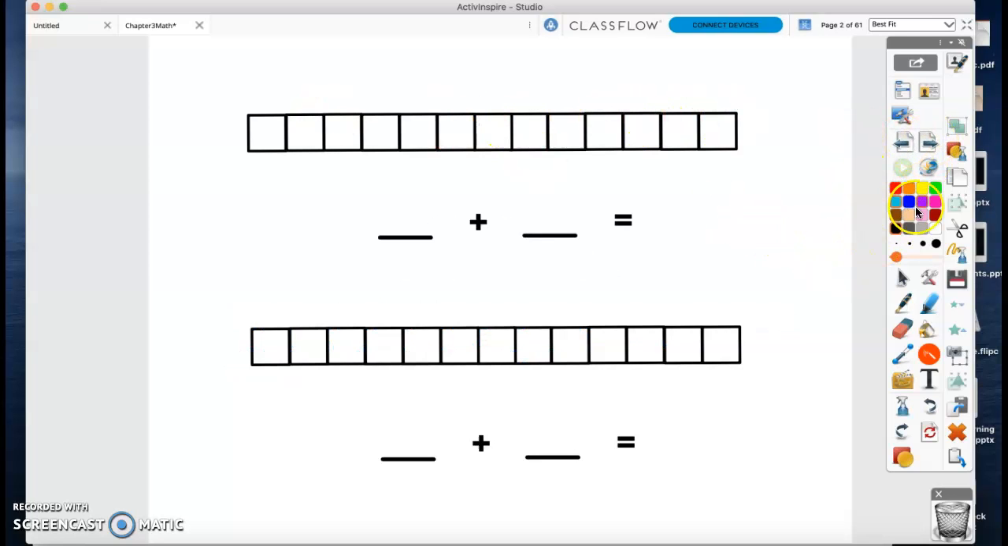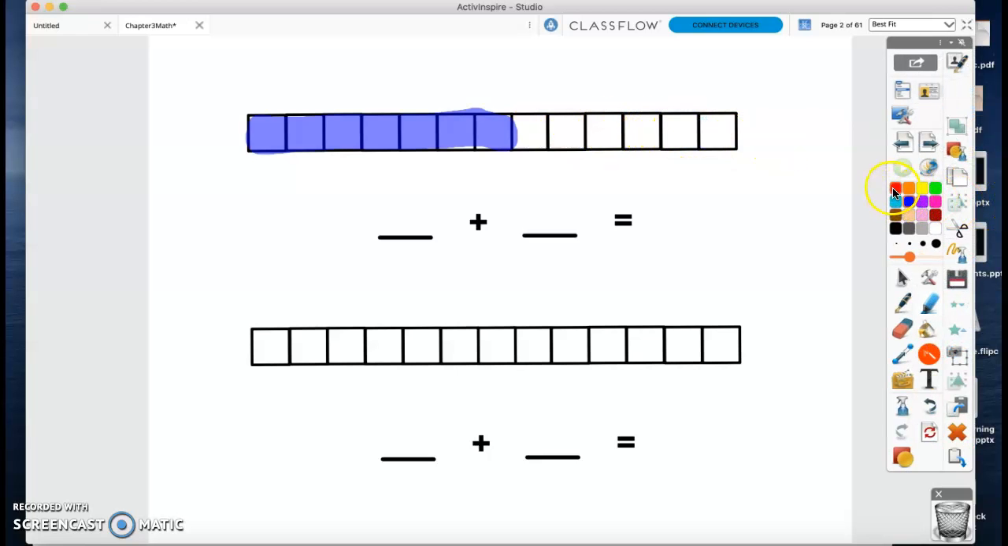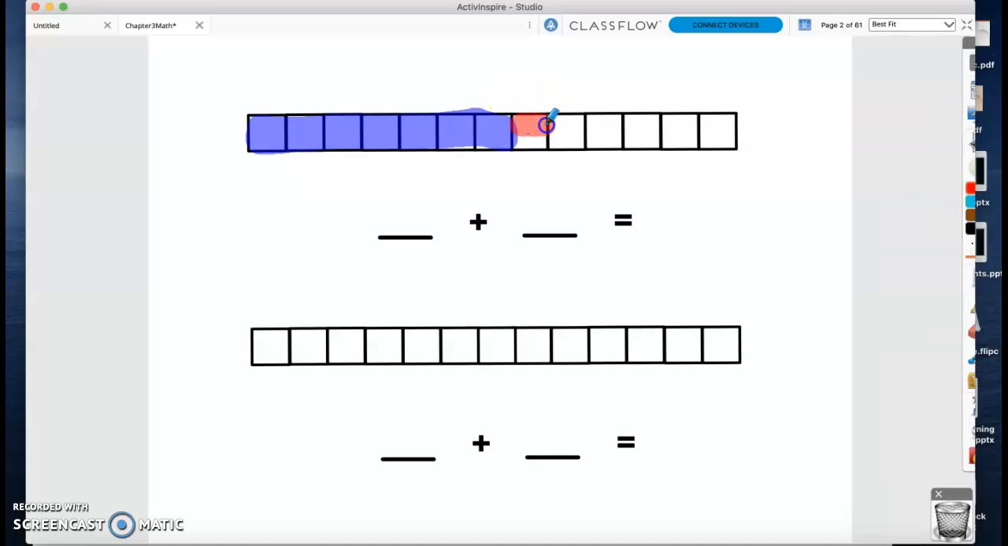So here we have some squares, and we're going to color some blue. And then we're going to color some red. All right. So now let's write a number sentence for that.